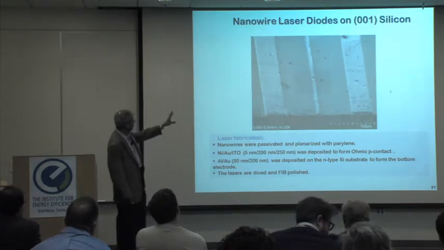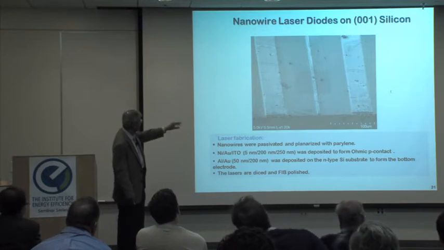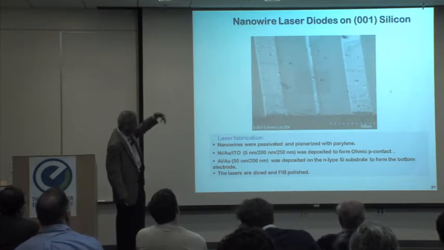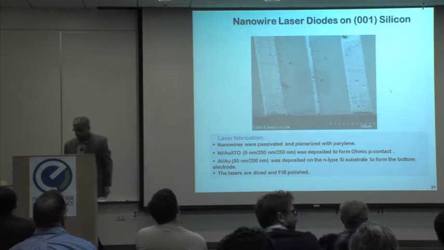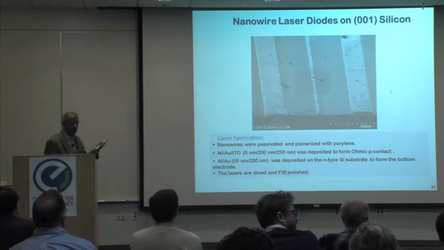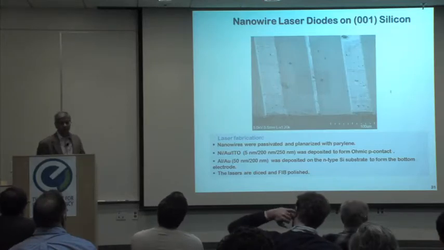And this is a contact geometry of the top p-type contacts, ground signal ground, to do small signal modulation measurements. So if you look at a device, you can't tell whether it's a bulk device or a nanowire device or anything.